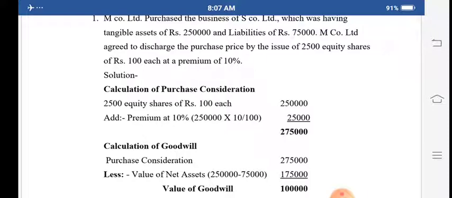So 2,500 into 110, you will get 2,75,000. Otherwise do like this. First of all take the fair par values: 2,500 equity shares of rupees 100 each is equal to 2,50,000. Add premium 10% on this 2,50,000: 2,50,000 into 10% will be 25,000. So 2,50,000 plus 25,000 is equal to 2,75,000. So this is nothing but the purchase consideration.